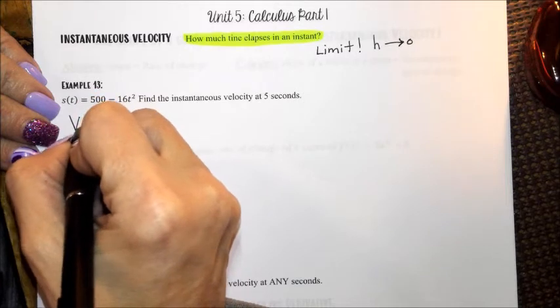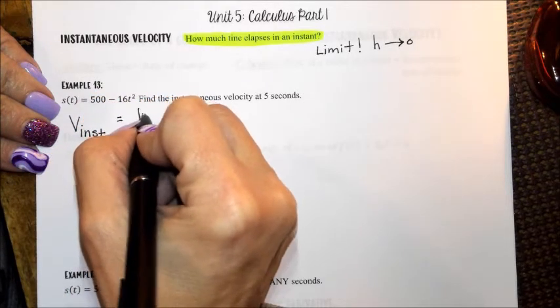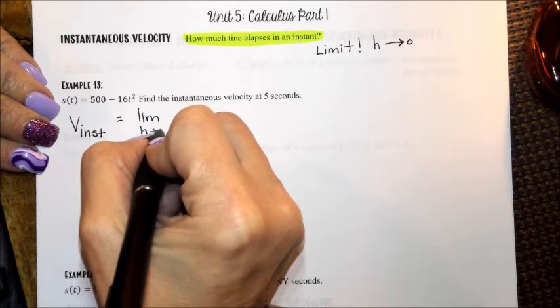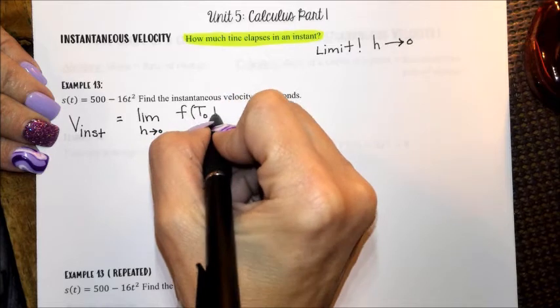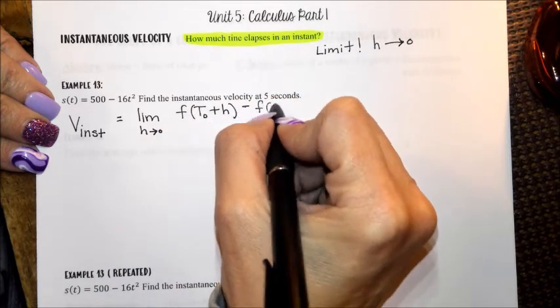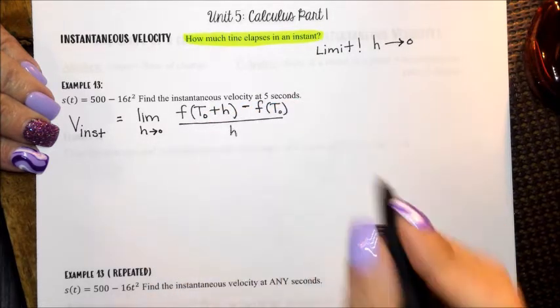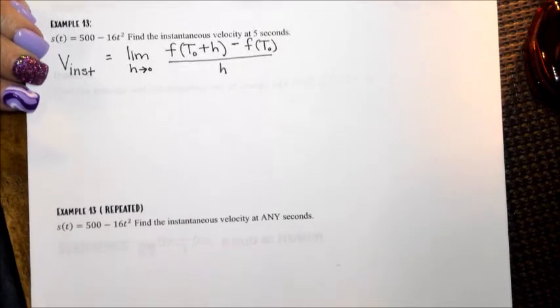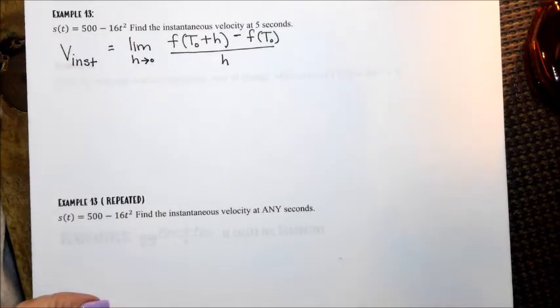So instantaneous velocity is going to be the limit as h approaches 0 of f of t naught plus h minus f of t naught, all over h. Recognize that formula? Oh yeah, that's the limit and the slope. So the limit as we approach that value, in this situation as we approach 0.